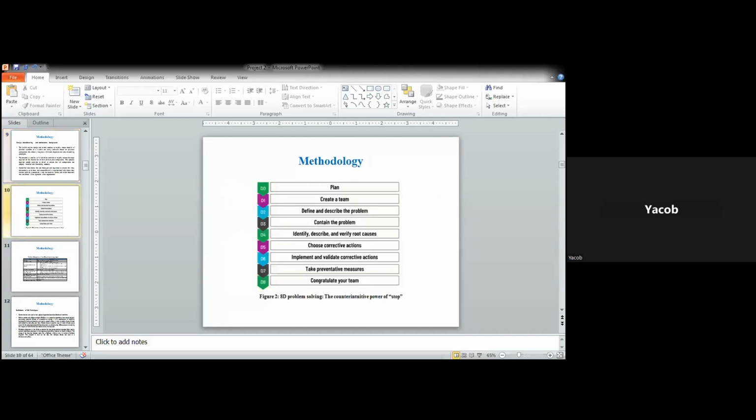For the problem solving, we follow these 8 steps that I mentioned earlier. The plan: creating a team, define and describe the problem, then contain the problem, identify the root cause, then choose the corrective actions, then implement and validate the corrective actions, then finally take preventive measures and congratulate our team.